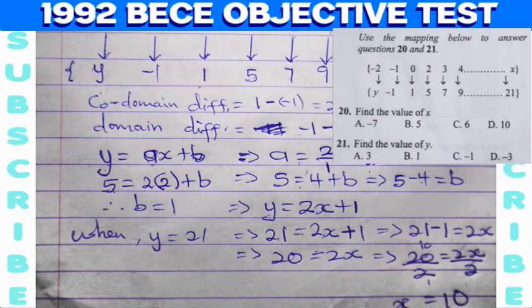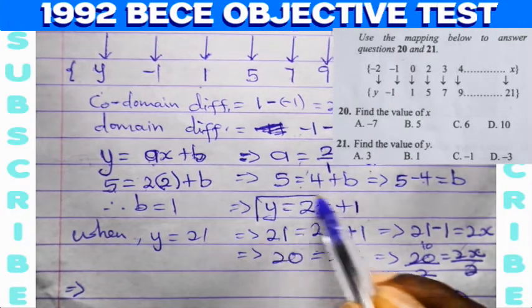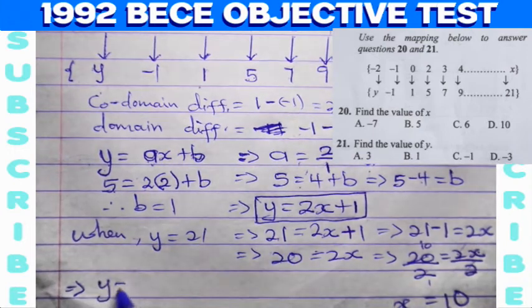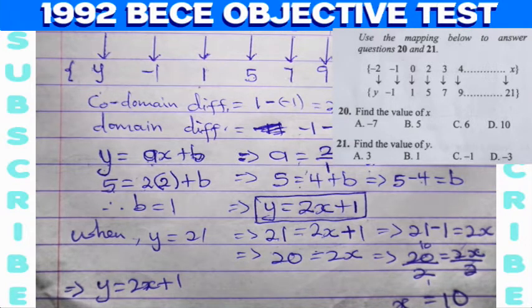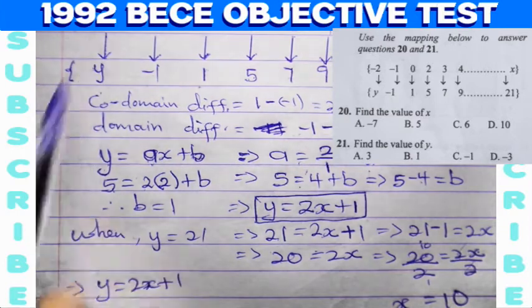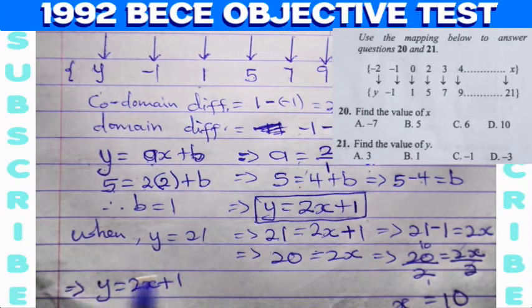Alright, so to find the value of y, we are using the same rule: y is equal to 2x plus 1. To find y, let's substitute the corresponding value of x in the domain into the rule, and then find the value of y.